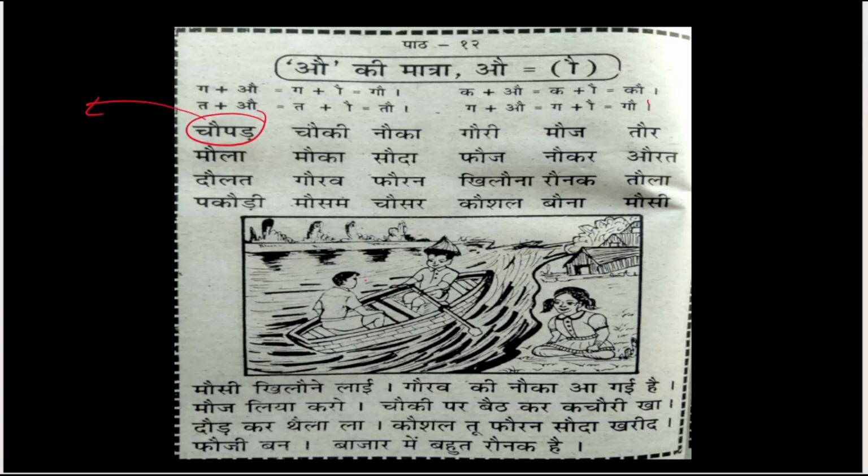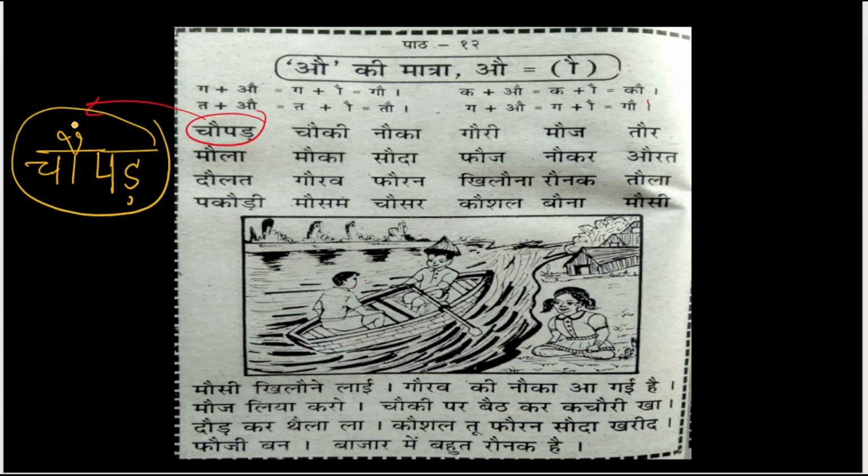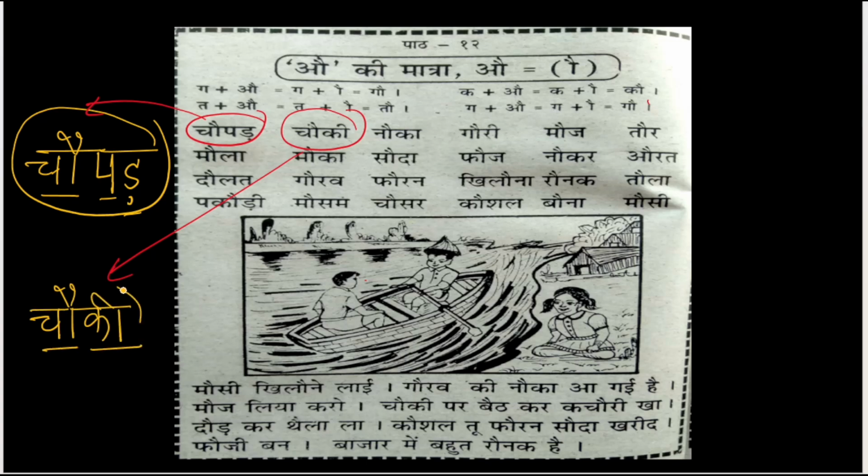Let's see this one. This is the letter cha and after applying the matra of au, now it will be pronounced like chau. And this is pa and this is ra. Now it became chaupar. Okay, chaupar, this kind of game. This is the letter cha and this is the matra of au, and this is ka and this is the matra of badi ee. Now it became chauki, chauki.